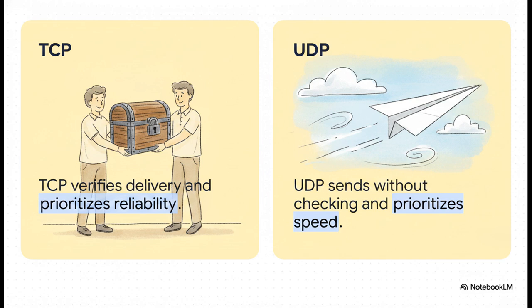UDP, on the other hand, prioritizes raw, unadulterated speed. It has zero verification. If a packet drops, it doesn't care, it just keeps going. So if you're building a live streaming app or a fast-paced multiplayer game, UDP is your best friend. Basically, TCP says make sure everything arrives, and UDP says just get there as fast as humanly possible.